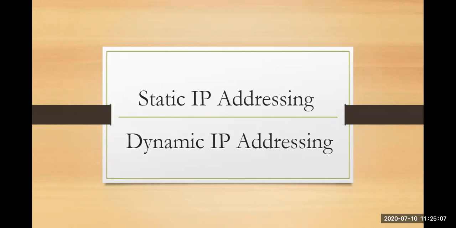The first point actually tells the meaning only. When I talk about the word static, its meaning is permanent. So when you assign a permanent address to your host in the network, it is called static IP. The word dynamic means temporary, which keeps on changing. So when you assign a temporary IP address to your computers in the network, it is called dynamic IP addressing. Let's move to the next point.